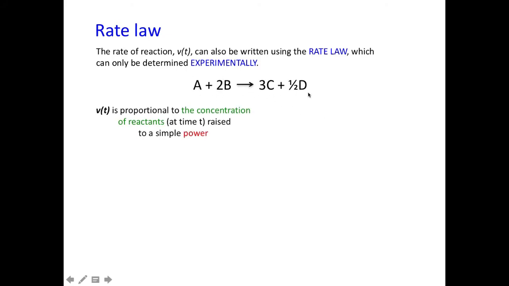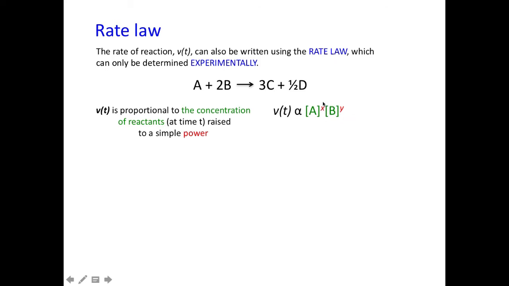So let's suppose we have this reaction here, A plus 2B giving 3C plus 1/2 of D. So Vt is proportional to the concentration of reactants at time t. We didn't talk about this t, but every time I show Vt, of course it's at time t, raised to a simple power. So Vt would be proportional to the concentration of the reagents, A and B, raised to a power like 2 or 3.